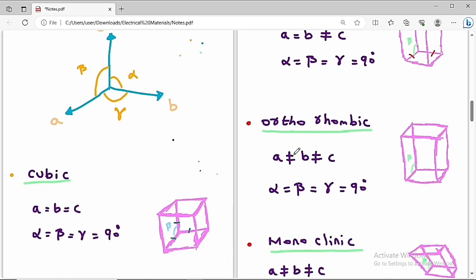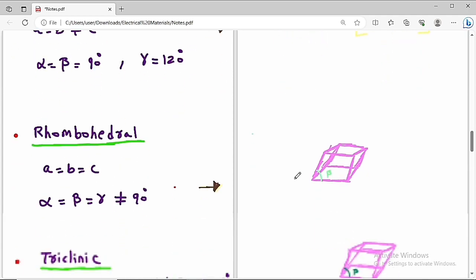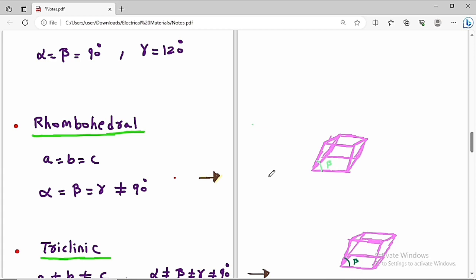Cubic, tetragonal, orthorhombic, monoclinic, hexagonal, rhombohedral, as well as triclinic. These are the 7 types of unit cells we can get in the case of crystal structures. This is a very important concept.